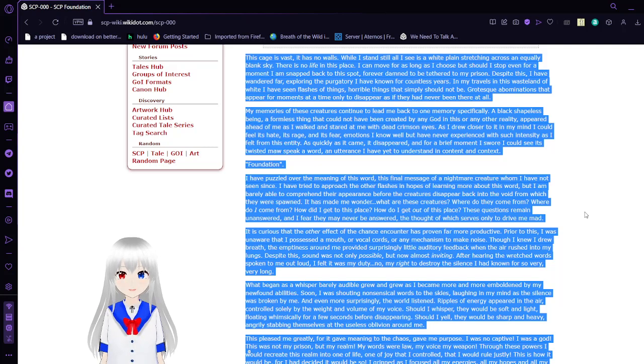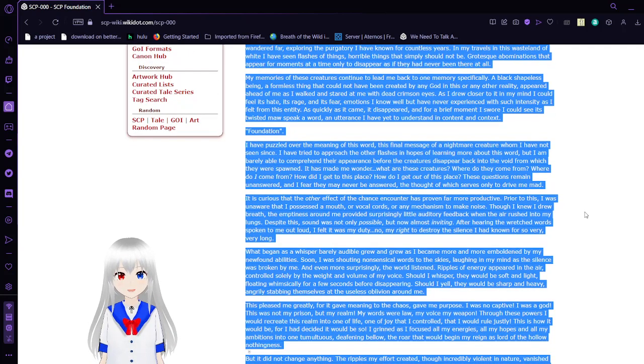In my travels in this wasteland of white, I have seen flashes of things, horrible things that simply should not be, grotesque abominations that appear for moments at a time, only to disappear as if they had never been there at all. My memories of these creatures continue to lead me back to one memory specifically. A black, shapeless being, a formless thing that could not have been created by any god in this or any other reality, appeared ahead of me as I walked, and stared at me with dead, crimson eyes.